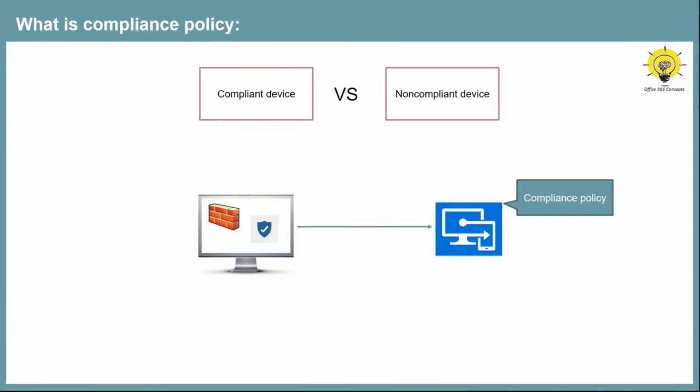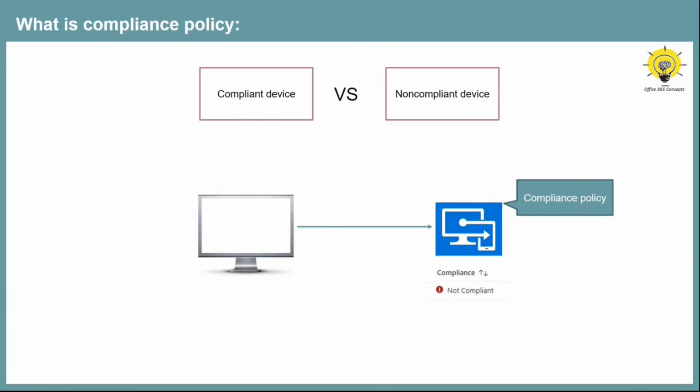Now, if a user will try to enroll a device to Microsoft Intune that has firewall and antivirus enabled, that device will show as compliant in Endpoint Manager Admin Center. And if a user will try to enroll a device that has firewall disabled or antivirus disabled, when that device will be enrolled to Microsoft Intune, that particular device will show as a non-compliant device, because this device doesn't meet the security requirements that are configured within the compliance policy. So this is what a compliant device and a non-compliant device is.